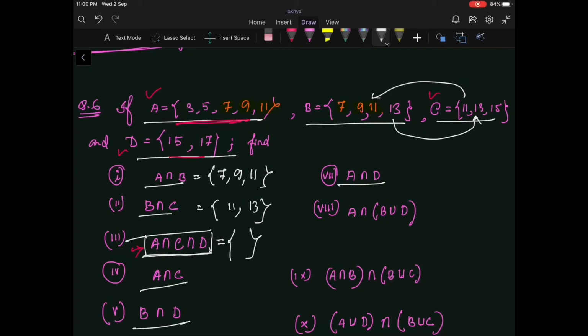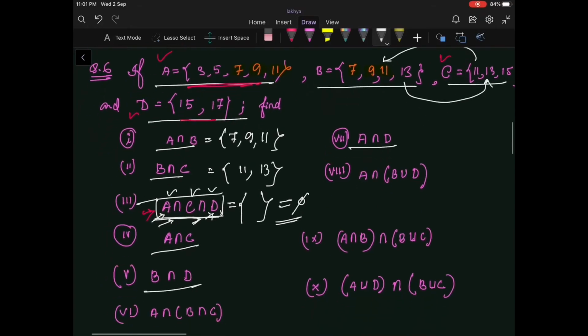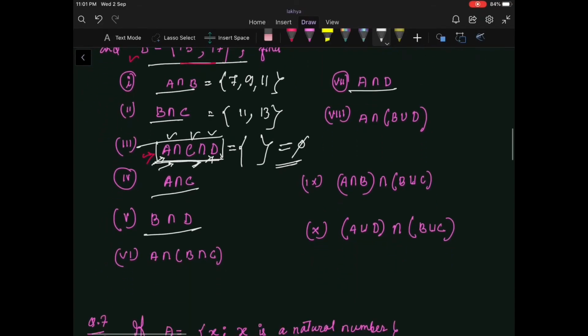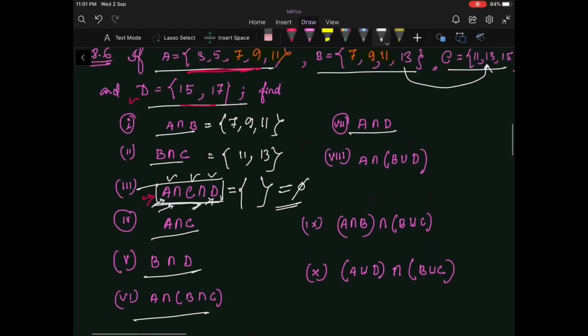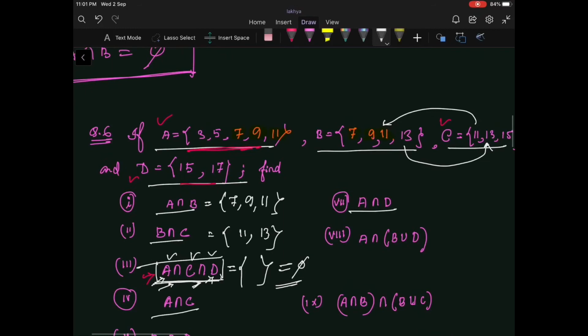Empty set. You can write this as empty brackets, or you can write phi. So A intersection C intersection D means the set of all the common elements in these three sets. As we have no common elements in sets A and D, the result is phi or null set. Now let me show you this one: A intersection, whole, B intersection C. First let us find B intersection C here.